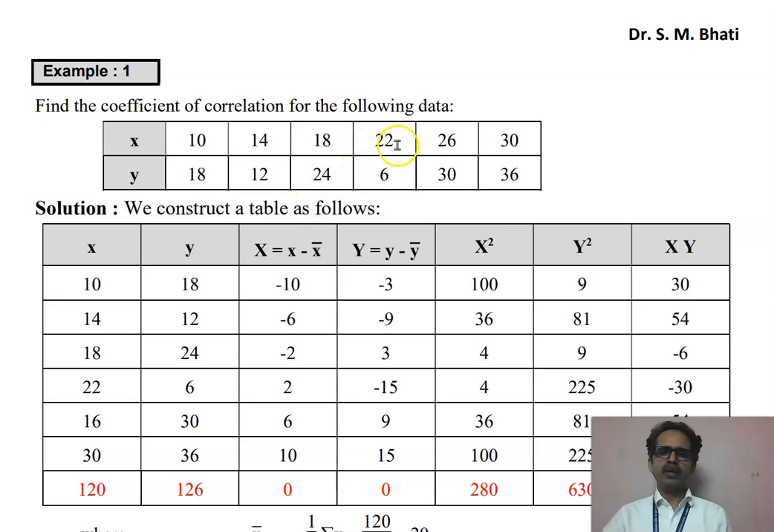Now here is 20, 26, but here I have written 16 by mistake. It should be 26, but the sum is right as 120.